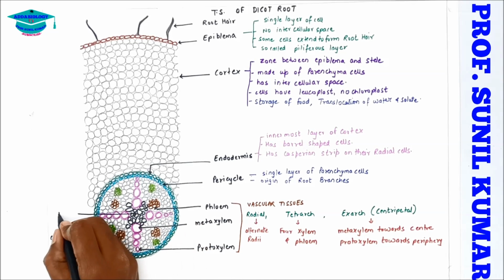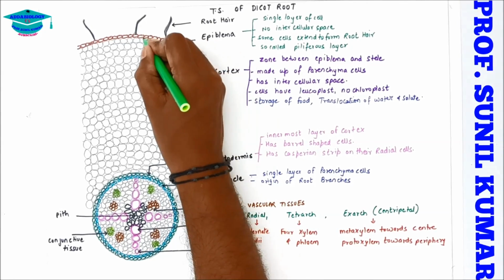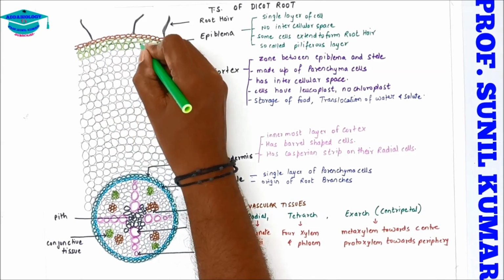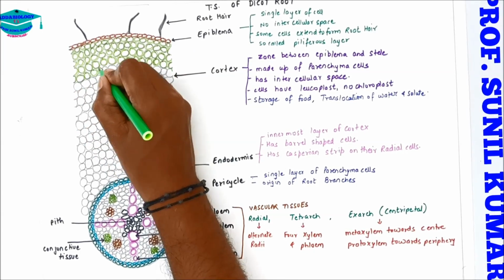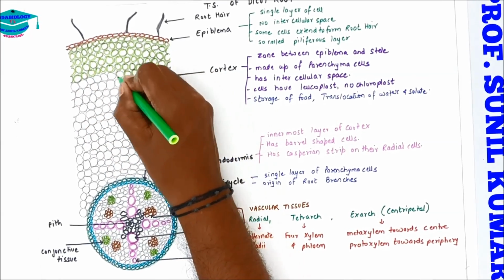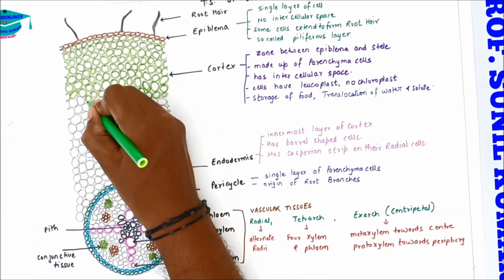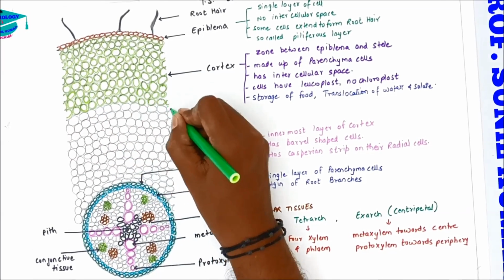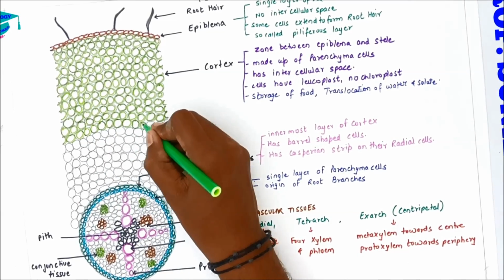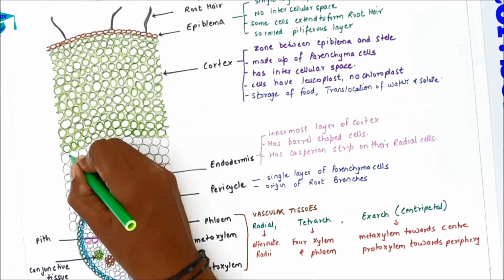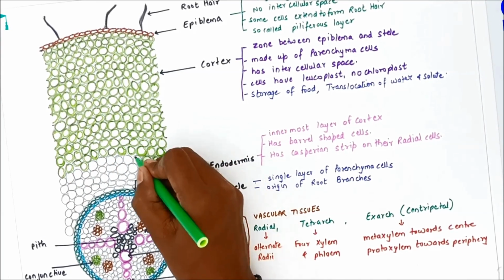So it is root hair, epiblema, the cortex, endodermis, pericycle, and the vascular bundle. For root hair, absorption of water. For epiblema, no intercellular space, piliferous layer. For cortex, remember parenchyma cells, they have intercellular space, storage of food. It means it has leucoplast but no chloroplast. And in endodermis, remember the word barrel shaped cells and the Casparian strip on the radial walls. Now the pericycle, and how is the vascular bundle? It's radial.